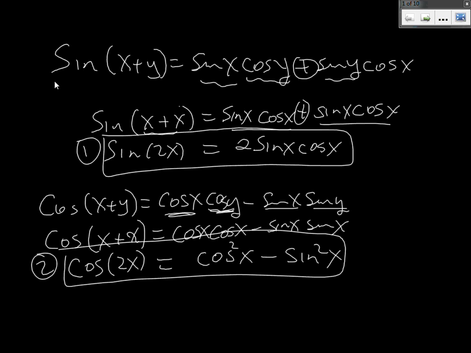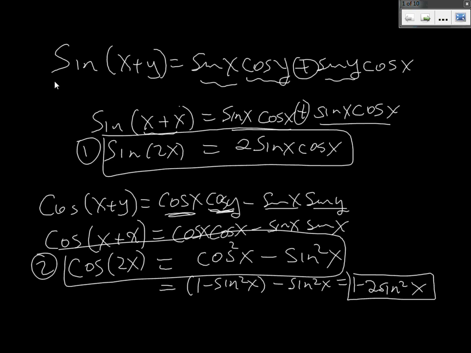Now, let's talk about the second one a little bit more. Cosine squared x, we can think of it as 1 minus sine squared x, minus another sine squared x. So we get 1 minus 2 sine squared x. That's another way of writing the cosine of 2x.